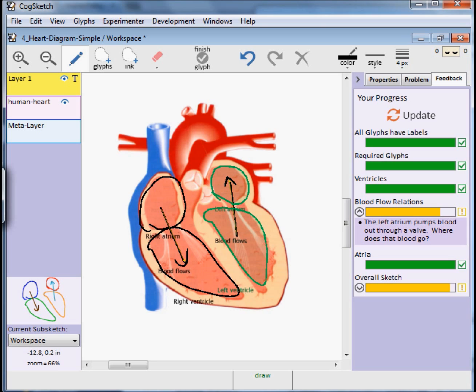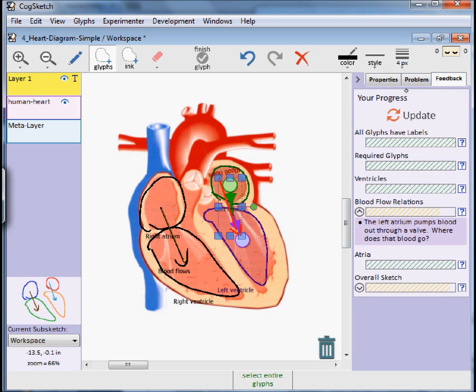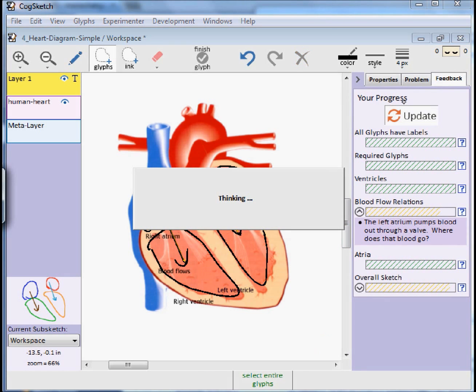In this case, the feedback indicates that one of the blood flow arrows is incorrect. The student can revise their sketch, and CogSketch will automatically update the arguments to the relationship. The student can request feedback again, and this time there are no further suggestions.